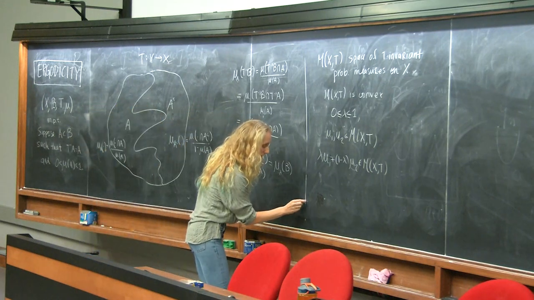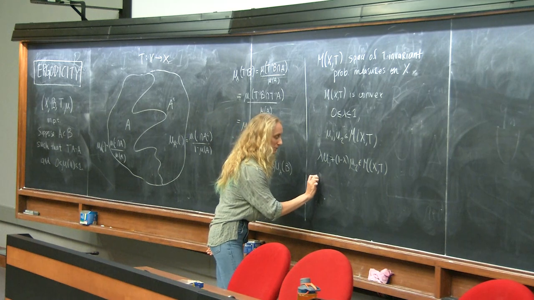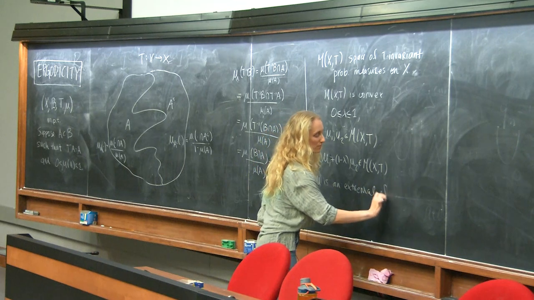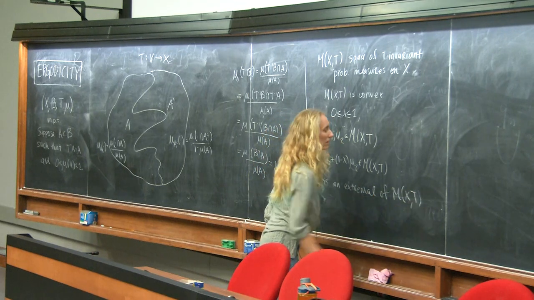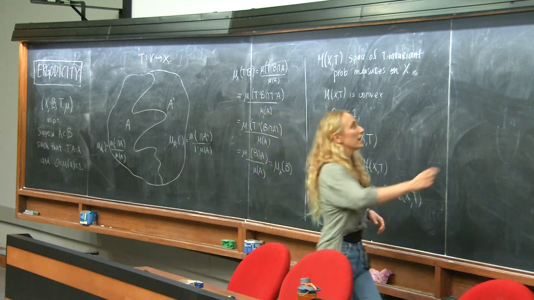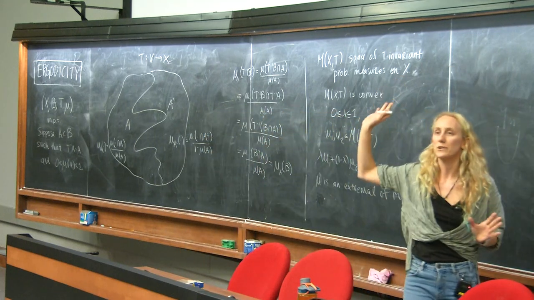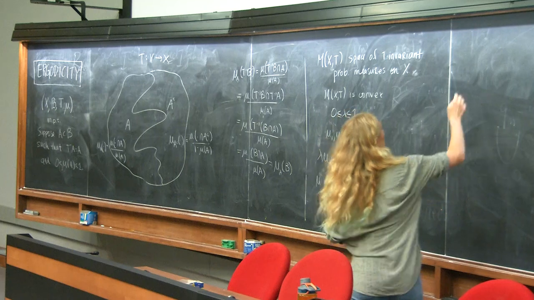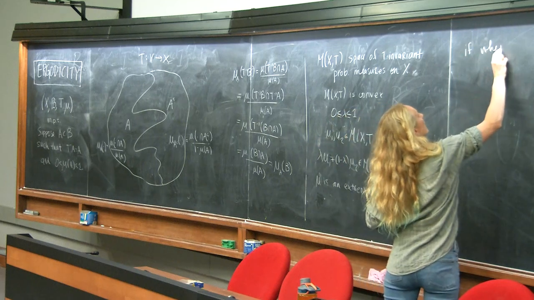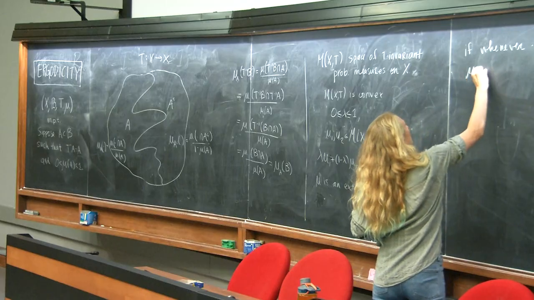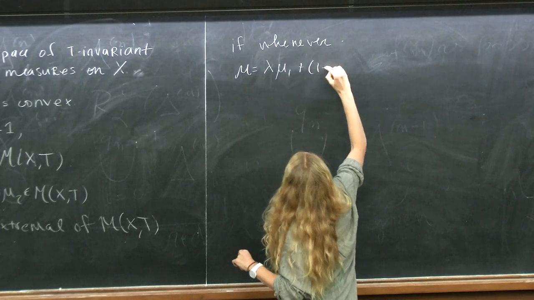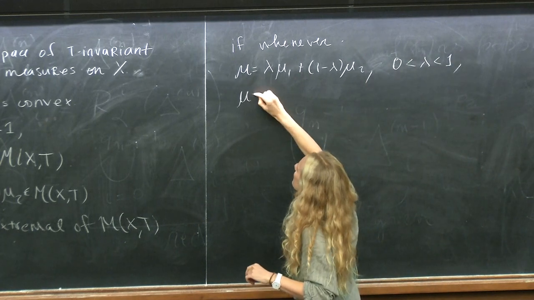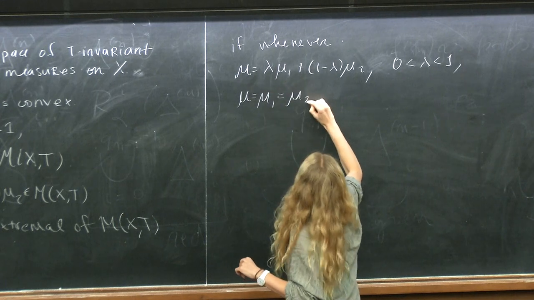And extremal points of a convex space: a measure mu is an extremal point of M if it can't be written as a non-trivial linear combination of other elements in the space, right? So whenever mu equals lambda mu1 plus (1 minus lambda) mu2 for lambda strictly between 0 and 1, then mu equals mu1 equals mu2.